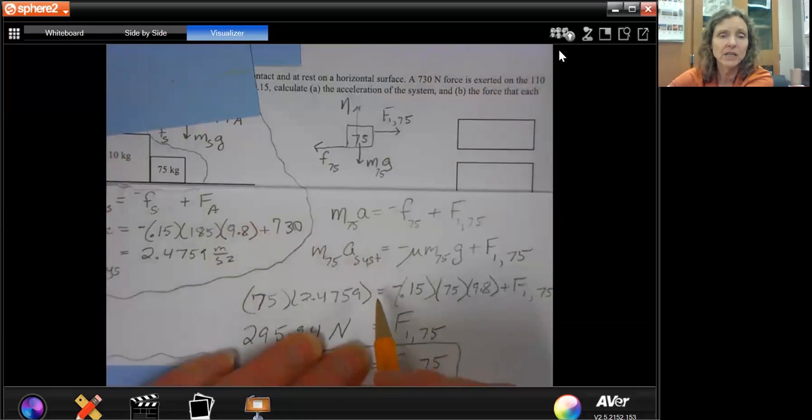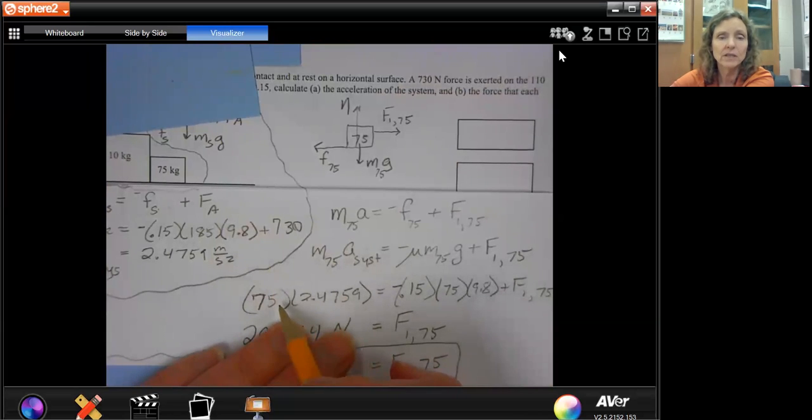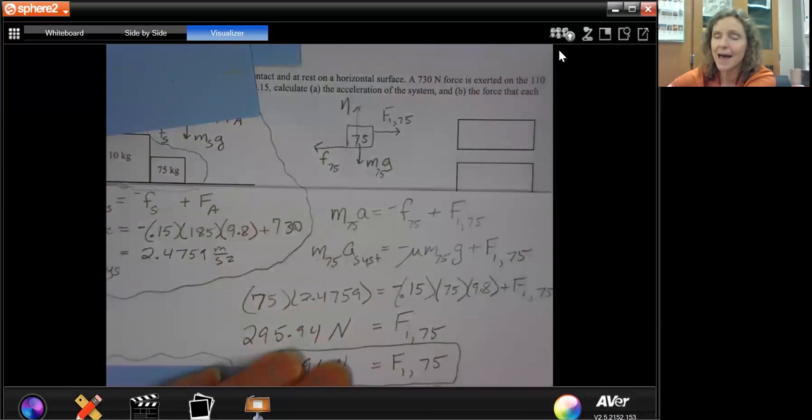So when I plug the numbers in, there I am using the acceleration again. The mass here is only the 75. They both have the same kinetic friction. There's the mass of the 75. There's 9.8, so here's mu mg, and here's my unknown contact force that I'm solving for. So when I put that on my calculator, I get 295.9.